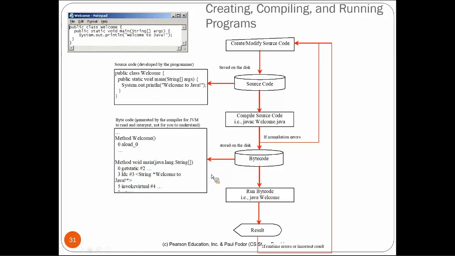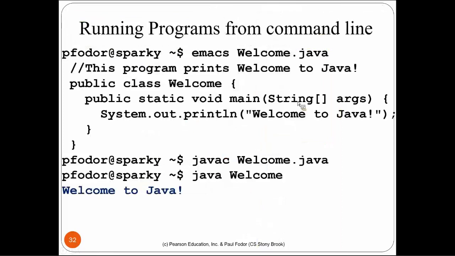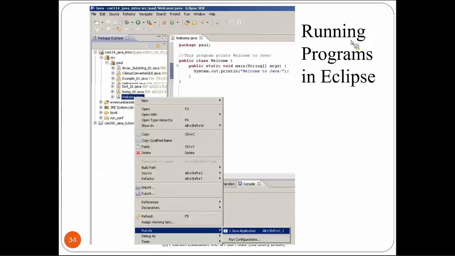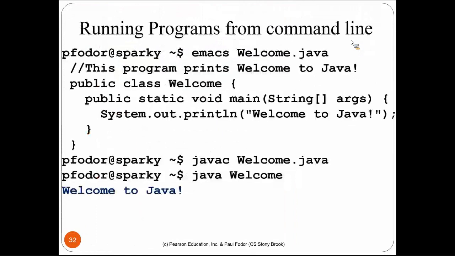But we can do exactly the same thing, not from the command line, but by writing it in an editor like Eclipse. In Eclipse, we basically create a project like we did earlier. We create a class and we write the code into this class. If you want to run programs from the command line, you can use your favorite editor, like I'm using Emacs in this case. Then you compile the file and you run the Java bytecode with the java command.